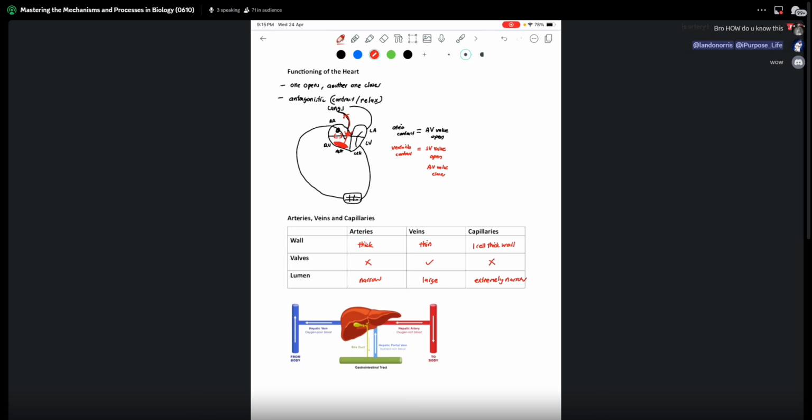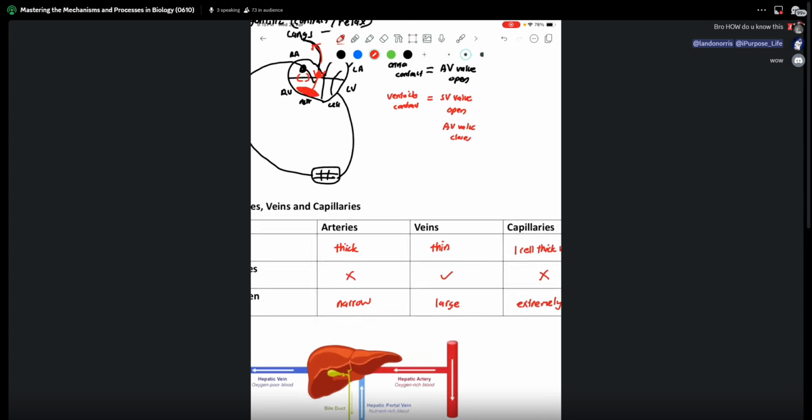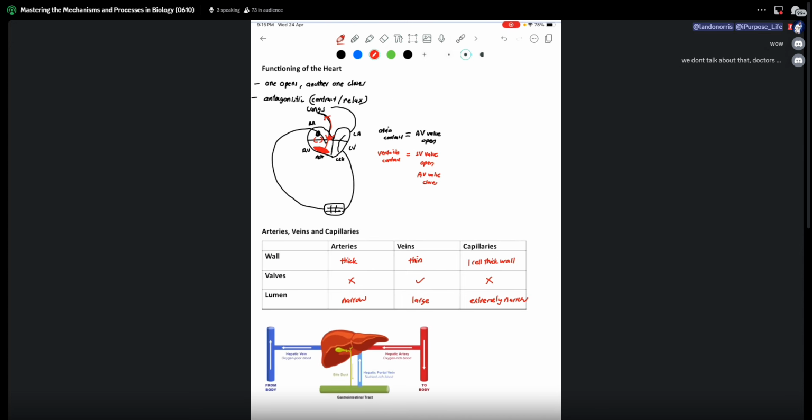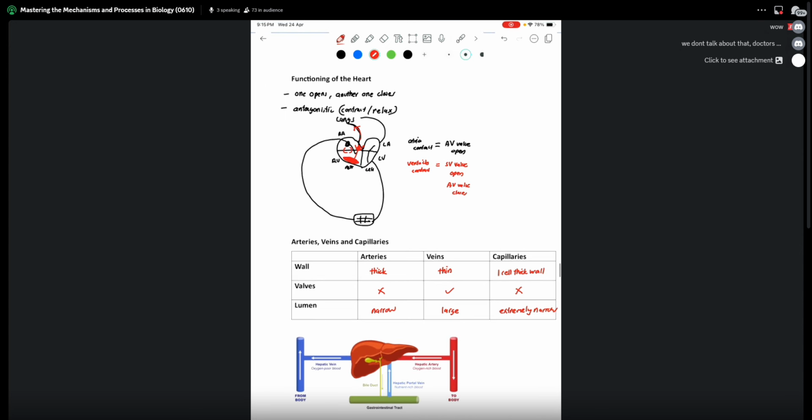Arteries have a narrow lumen because of the elastic tissue. Yes, that's right. So memorize this, very easy. If you cannot remember what to write: wall, valves, lumen. Talk about these three. They are very useful for the structural adaptation of the arteries, veins, and capillaries. Take note, very important.